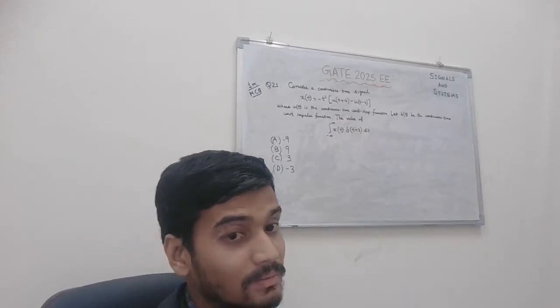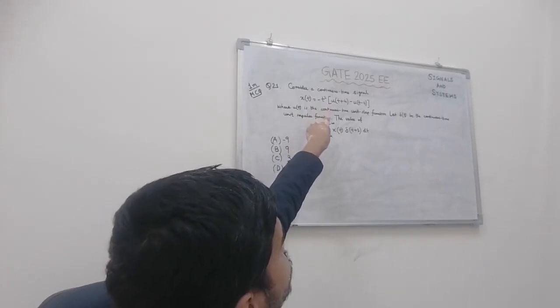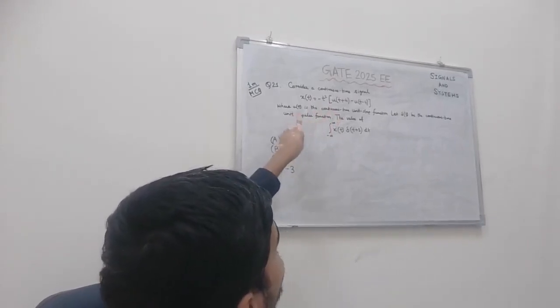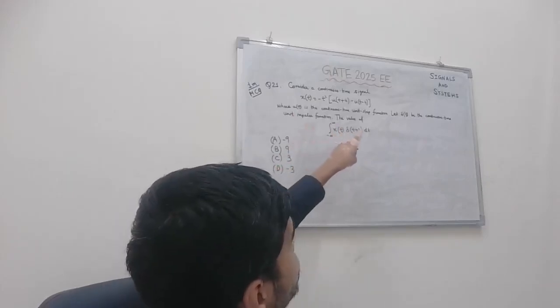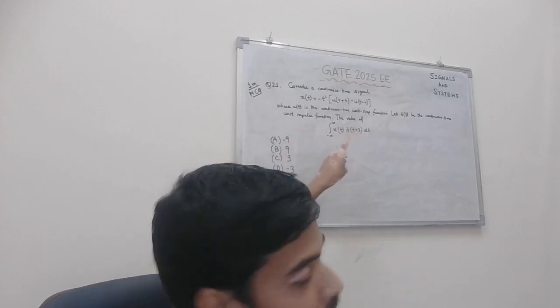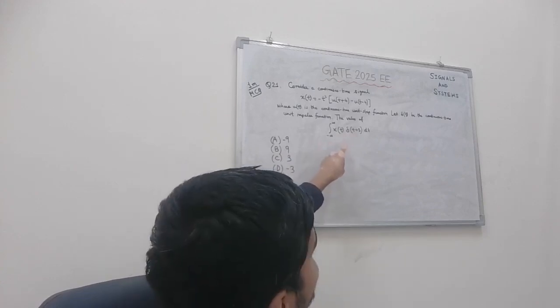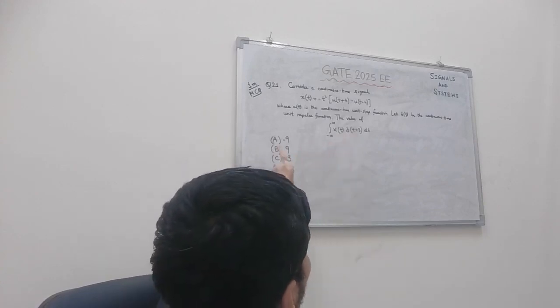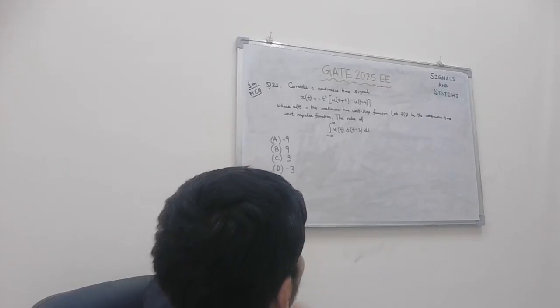So the question goes like this: consider the continuous time signal x of t equal to minus t square into u of t plus 4 minus u of t minus 4, where u of t is the continuous time unit step function. Let delta of t be the continuous time unit impulse function. The value of the integration from minus infinity to infinity of x of t delta of t plus 3 dt is, options given as a) minus 9, b) 9, c) 3 and d) minus 3.